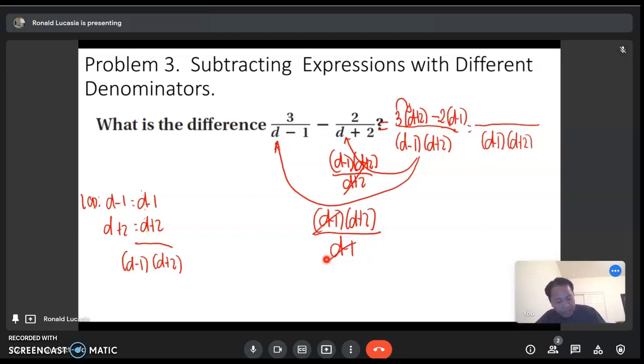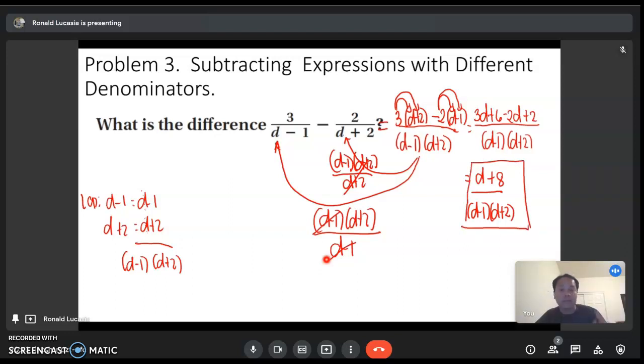Distribute this. 3 times d is 3d. 3 times 2, that is positive 6. Negative 2 times d, that's negative 2d. Negative 2 times negative 1, it's positive 2. Combining similar terms, you can combine 3d minus 2d, that's d or 1d. 6 plus 2, that is positive 8, over (d minus 1)(d plus 2). Since there is no common factor between the numerator and the denominator, then that will be the final answer.